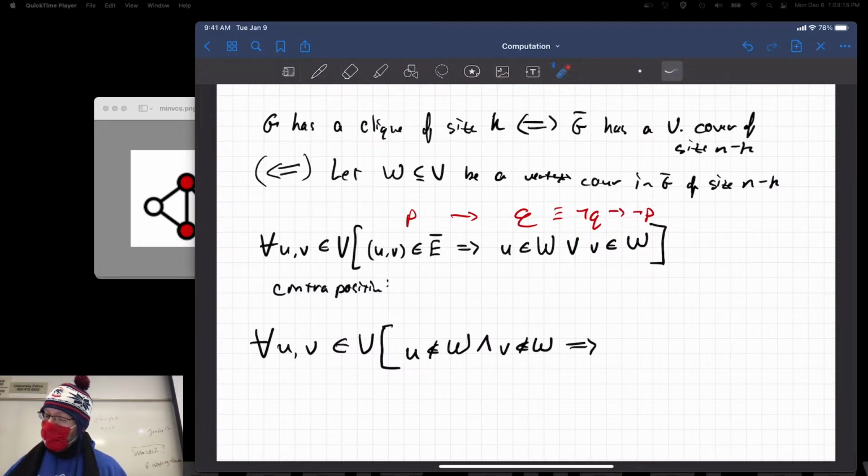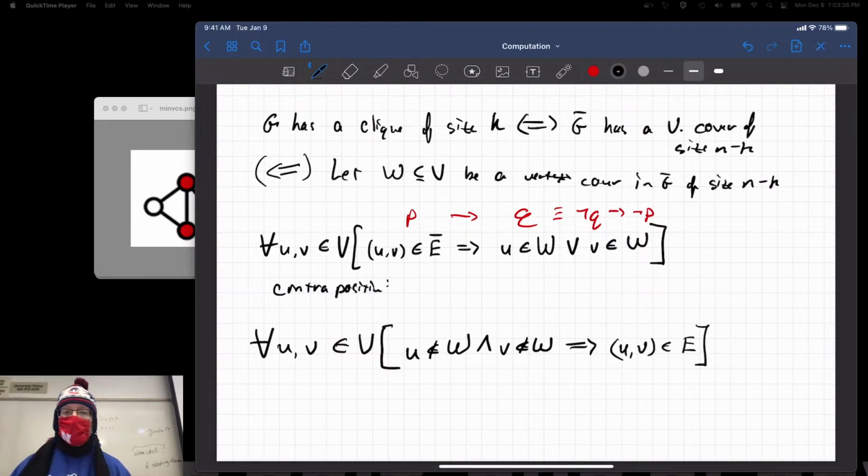Implies. Now I'm going to take the premise and I'm going to put it over here as the conclusion, but I'm going to negate it. And by negating it, all I'm going to do is take the overbar on this edge set and get rid of it. So this implies that U comma V is in the edge set of the original graph. There we go. So now read that out loud to me. For all vertices, and here W is equal to V set minus C.